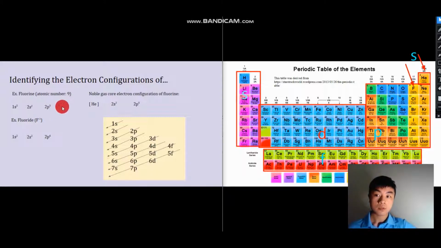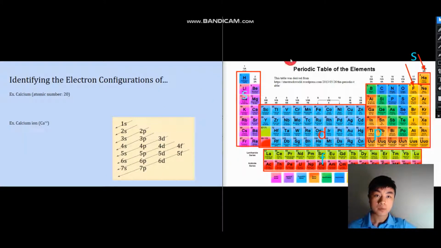So if it's 2p5 and it's gaining one more electron, then it's going to be 2p6, which makes sense because the electron configuration of 2p6 is the same thing as neon. Remember, this is 2p1, 2p2, 2p3, 2p4, 2p5. 2p6 is neon, and it makes sense that it ends in 2p6 because fluoride wants to be like a neon. It wants to have the same electron configuration whenever fluorine is in its ionic form, which is fluoride.